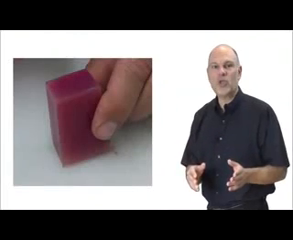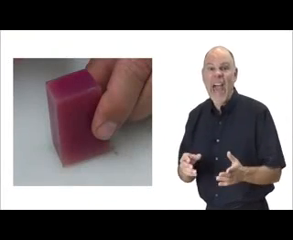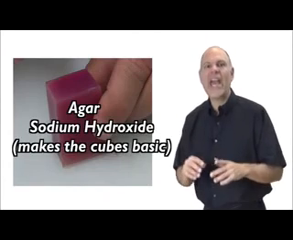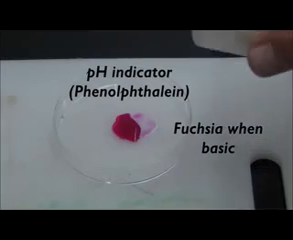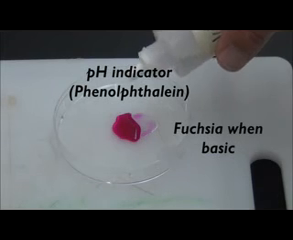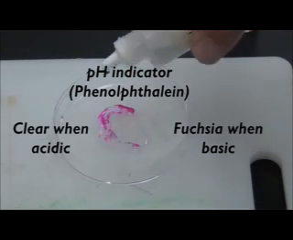Let's start with a demonstration. This block is made of agar, a seaweed extract, a bit of the base sodium hydroxide, and a pH indicator. This pH indicator, phenolphthalein, is this very nice fuchsia color when it's exposed to a base, and it turns clear when the pH turns acidic.